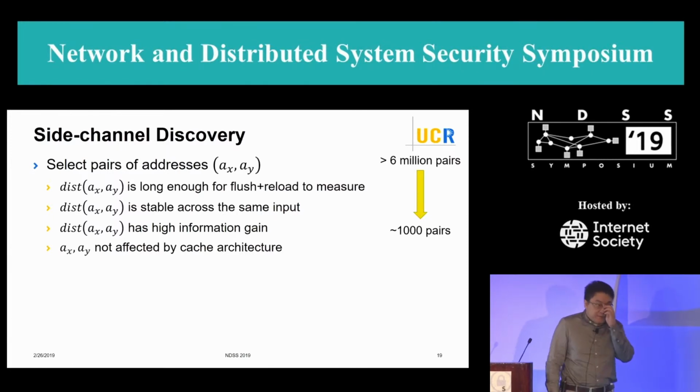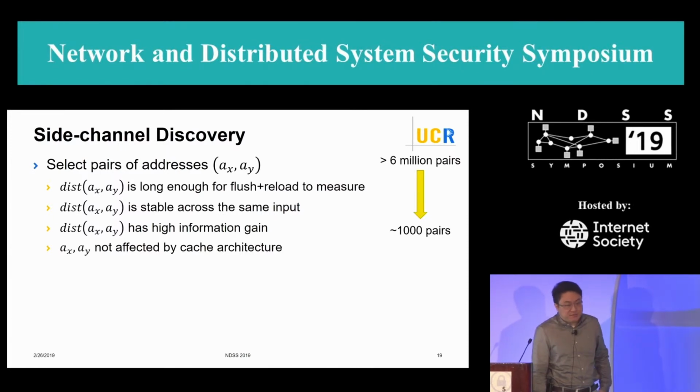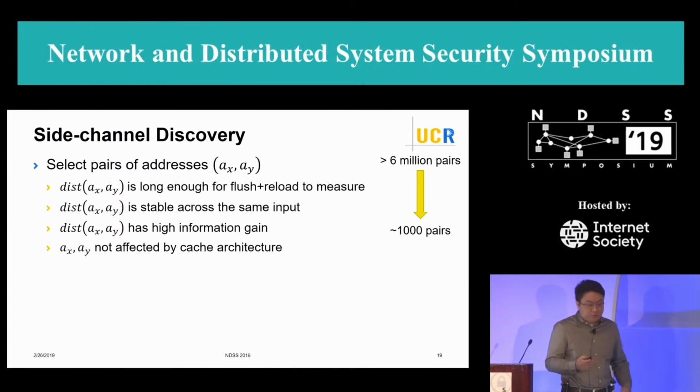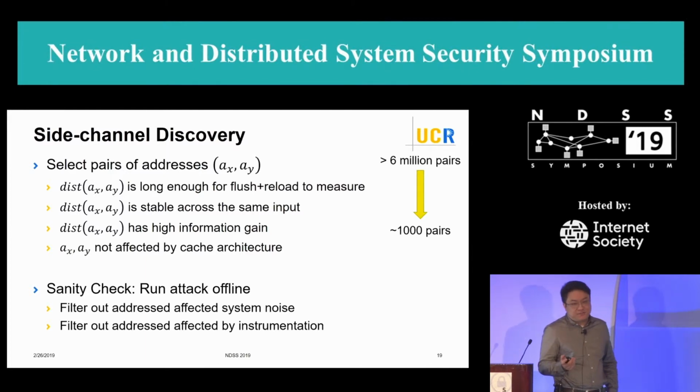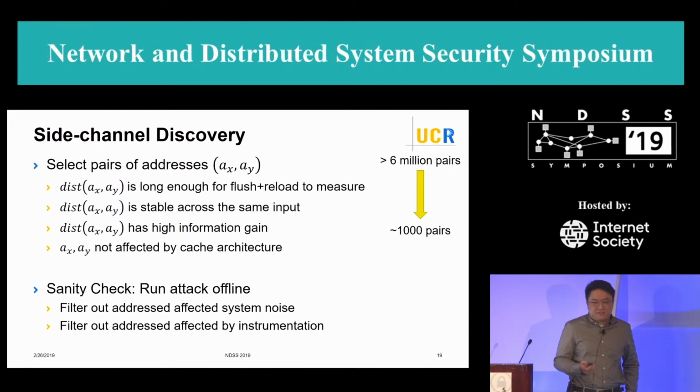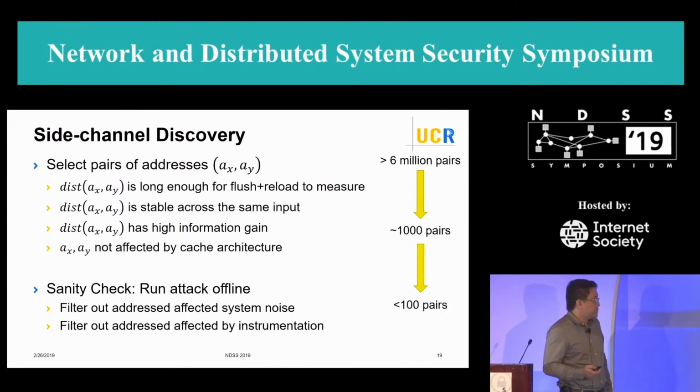Now, so far, everything we did is from an instrumented victim app. What we haven't considered so far is the system noise and the instrumentation overhead. To get this out of the way, we perform a sanity check by running the attack offline. This will filter out address pairs that are affected by system noise and the instrumentation. After this filtering, we are left with fewer than 100 pairs.